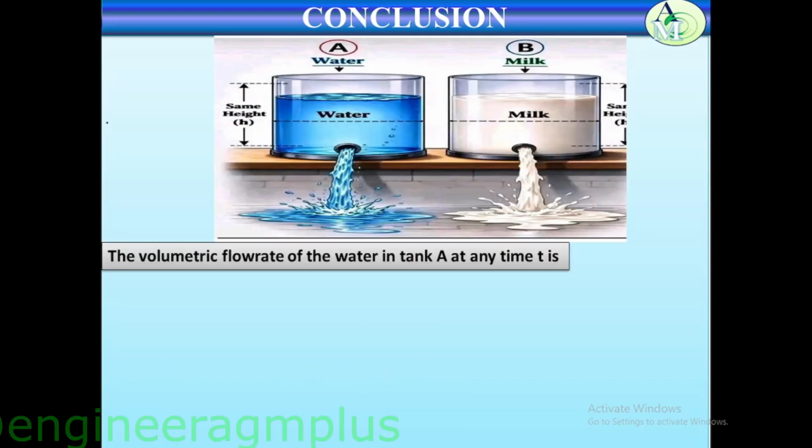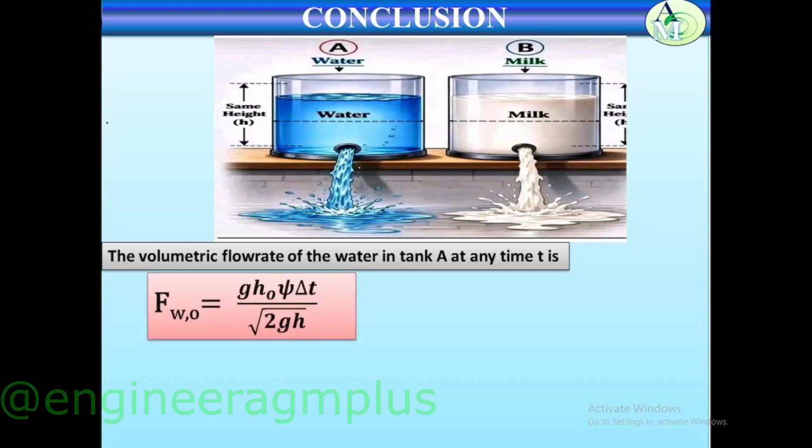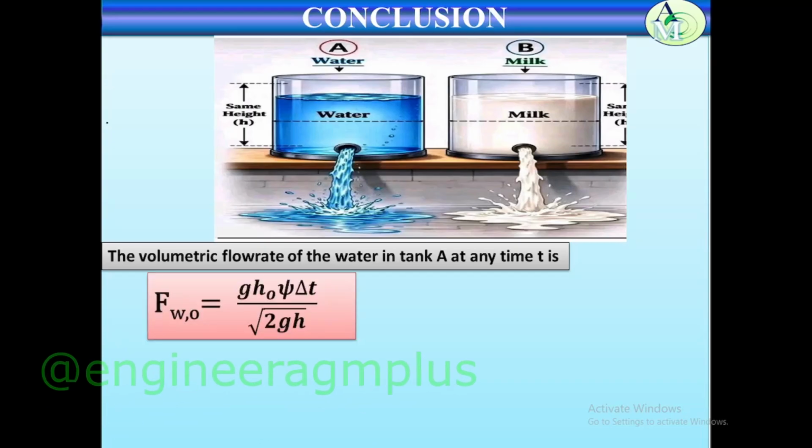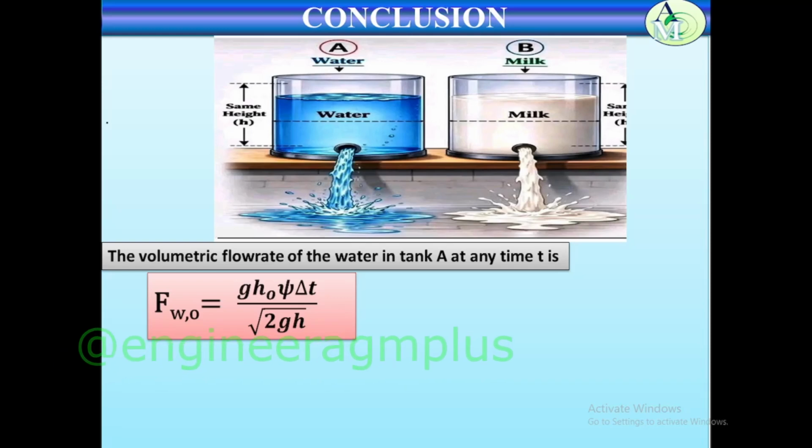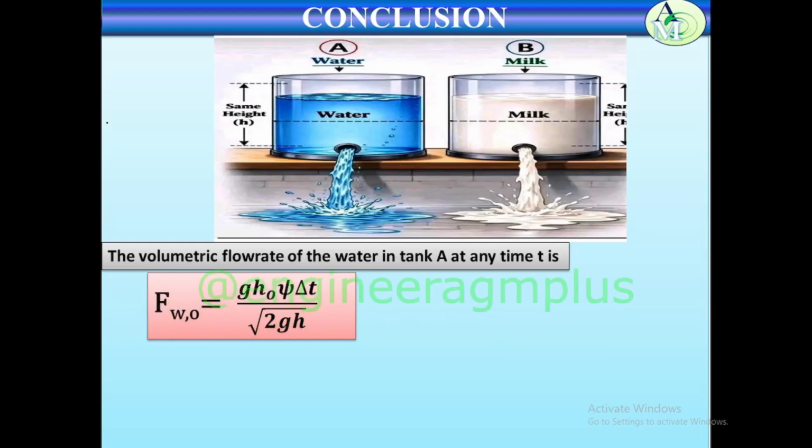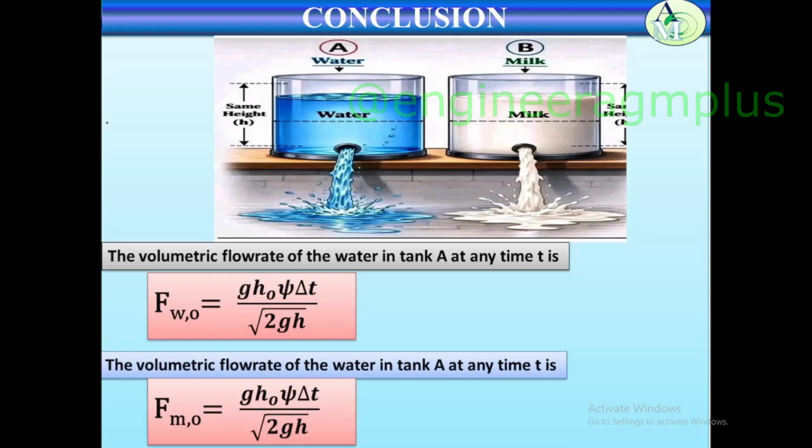Let's assume the volumetric flow rate of the water in the tank at any time t is Fw naught, that is the flow of water coming out, and this is the equation I recently derived but not yet published. I'm still working on it to gather some facts and literature to support my derivation. But this aside, I'm not going to use this, but this is the relation. The volumetric flow rate of the water in the tank at any time t is also this.